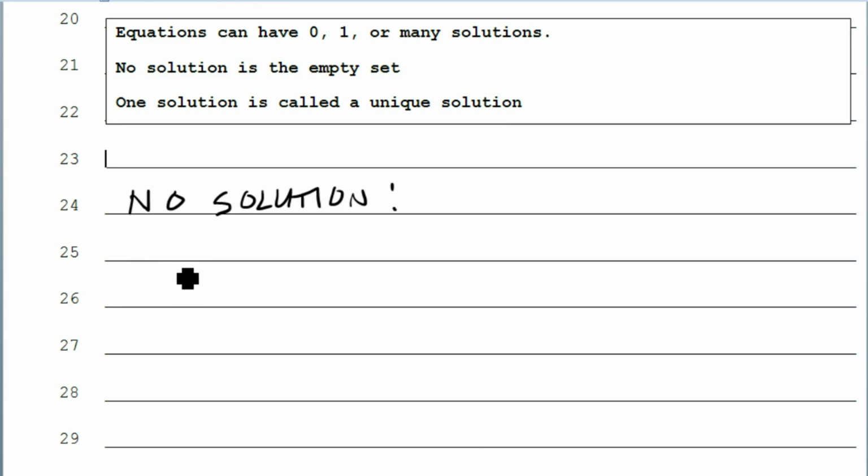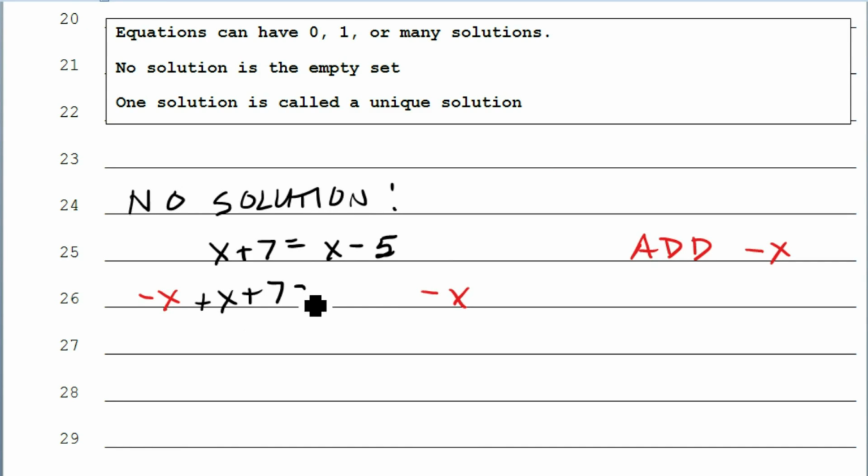Here's an equation we'll find that has no solution. X plus 7 equals x minus 5. Doing the usual routine, move all the x's to the left-hand side, which means you have to add a minus x to both sides to get rid of the x on the right side. You have minus x, and the rest of it stays the same. Plus x plus 7 equals x minus 5.